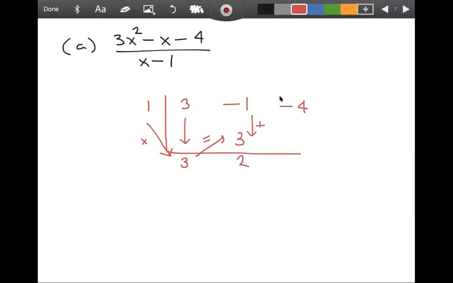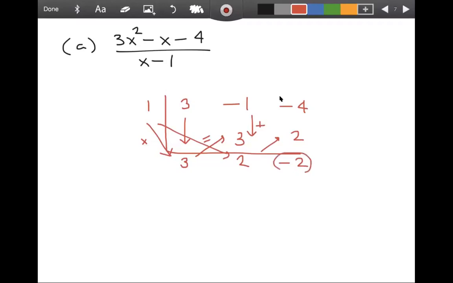And then just repeat, 1 times 2 is 2. -4 plus 2 is -2. And I'm just writing all these arrows because it's the first time you're seeing it. Once we get into practice, I won't write the arrows.